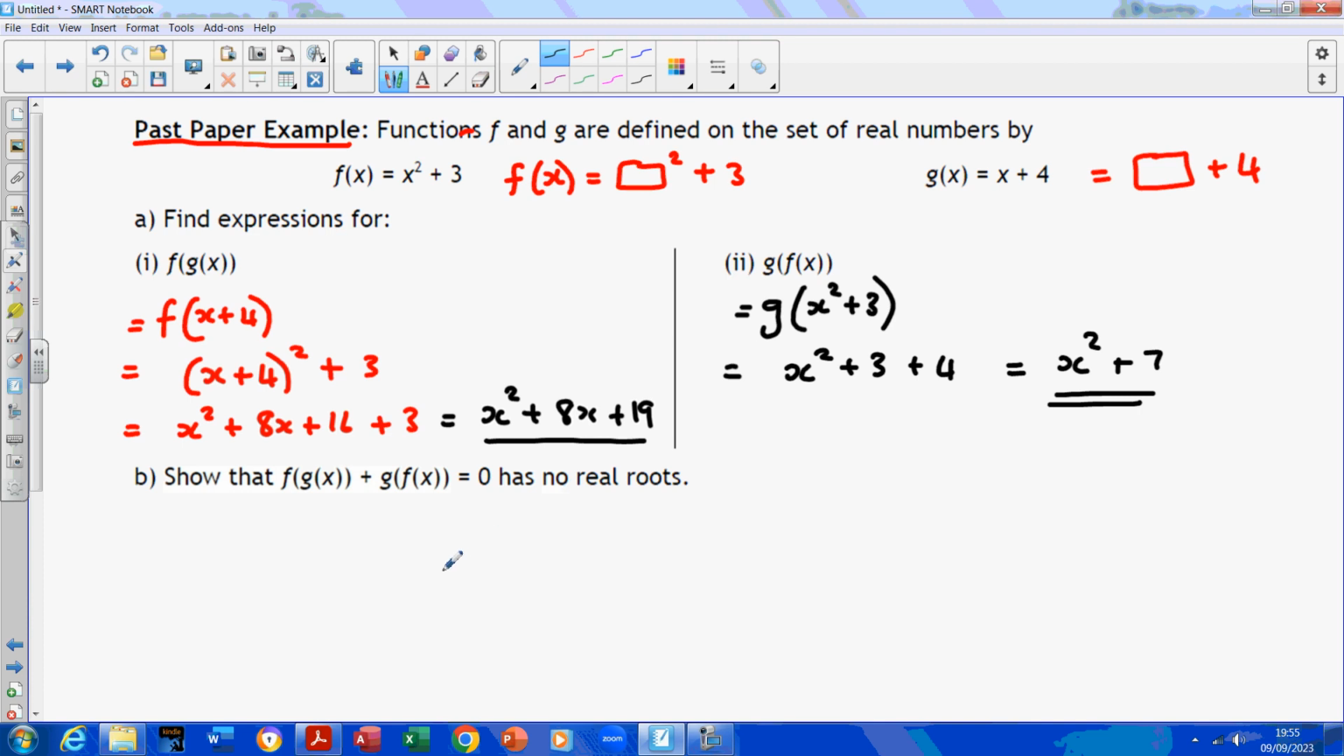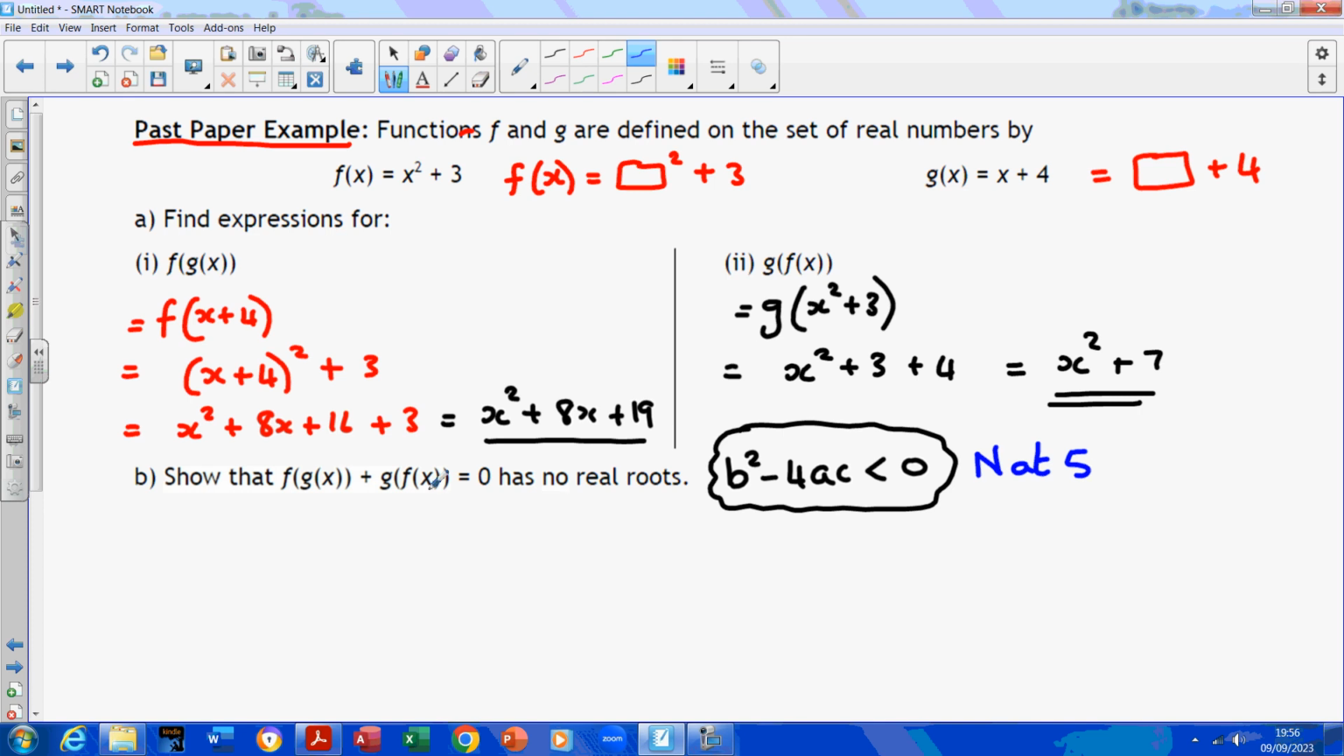Now, this last wee bit is another wee question that's kind of a test on what you did in National 5. So it's not a new topic, you've done this before. It says show that f(g(x)) plus g(f(x)) equal to 0 has no real roots. So if something's got no real roots, b squared minus 4ac has got to be less than 0. Okay, so that's from Nat 5. So it's bringing in wee bits of your Nat 5 here.